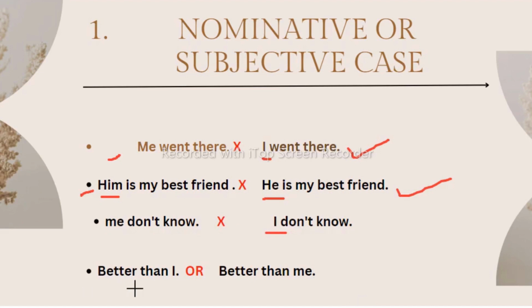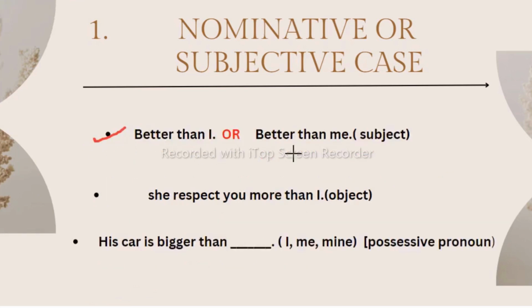Let's see this one, better than I or better than me. So which is correct, better than I or better than me? I think better than me. "He is better than me" is correct because the internet says this only, no, better than me. But the book says better than I. So which one is correct here?